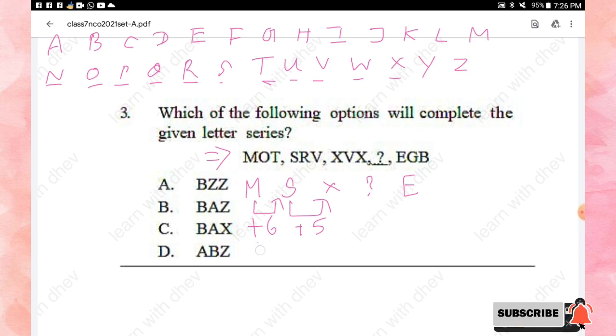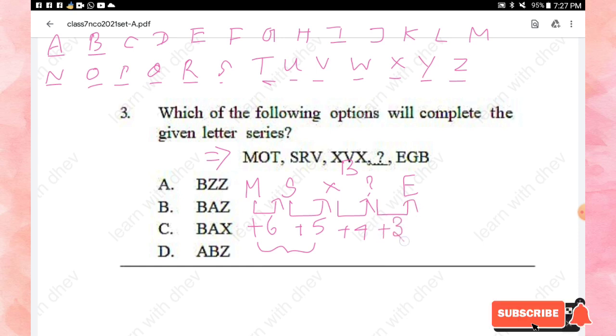So here the pattern is decreasing by 1. So obviously, next would be plus 4. So what is the fourth letter from X? 1, 2, 3, 4. Which means the first letter of the missing term is B. Then we'll cross check with the next letter also. So it should be plus 3, no? Then what is the third letter from B? 1, 2, 3. So it is correct. So the first letter of the missing term is B.